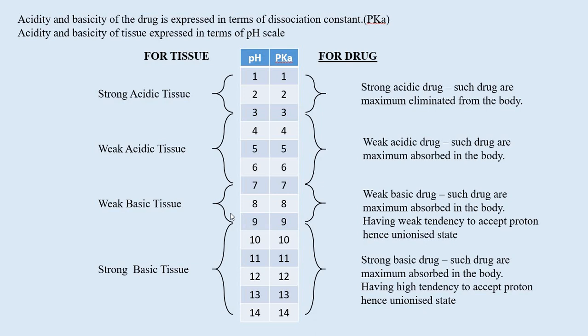So here you see that whatever drugs we study all come under only two categories, weak acidic and weak basic, because in pharmaceuticals or in the market only these two types of drugs come, as they have maximum absorption and because of that give maximum efficacy. But the first and fourth, strong acidic and strong basic drugs, don't have any pharmaceutical use because they are eliminated from the body.